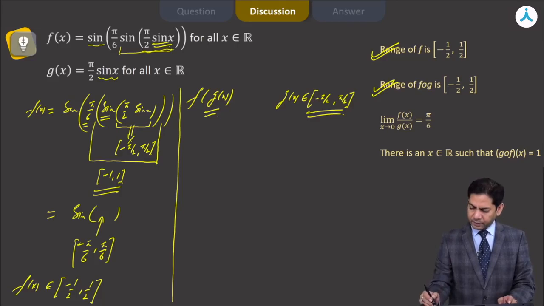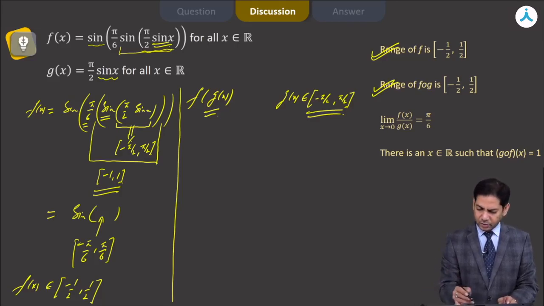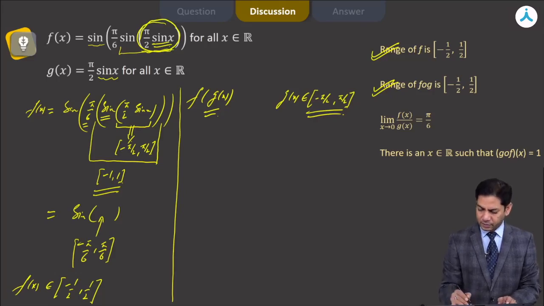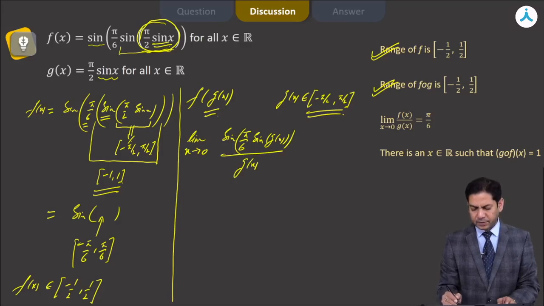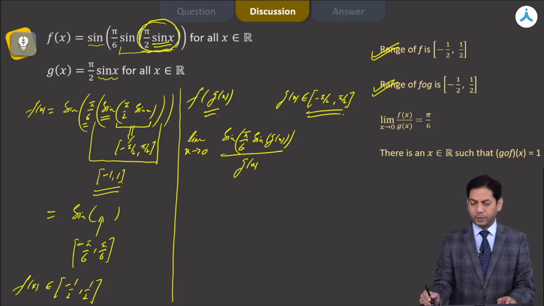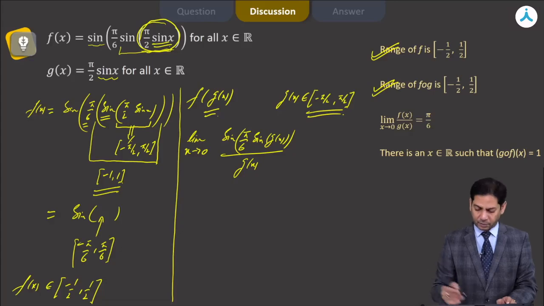Regarding this limit f of x upon g of x, if you pay a little attention to this, then you can see this part, pi by 2 into sin x, that is g of x. So this limit we can write as limit x approaching 0 of sine of pi by 6 multiplied by sine of g of x divided by g of x. This is the limit we are given to be equal to pi by 6. So let's get that limit and check whether it is coming out to be equal to pi by 6 or not.